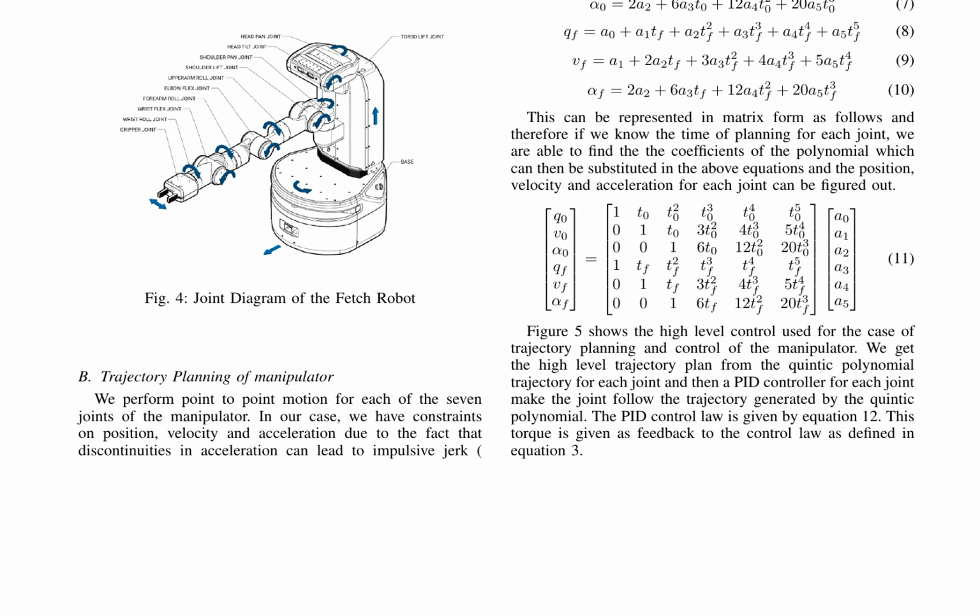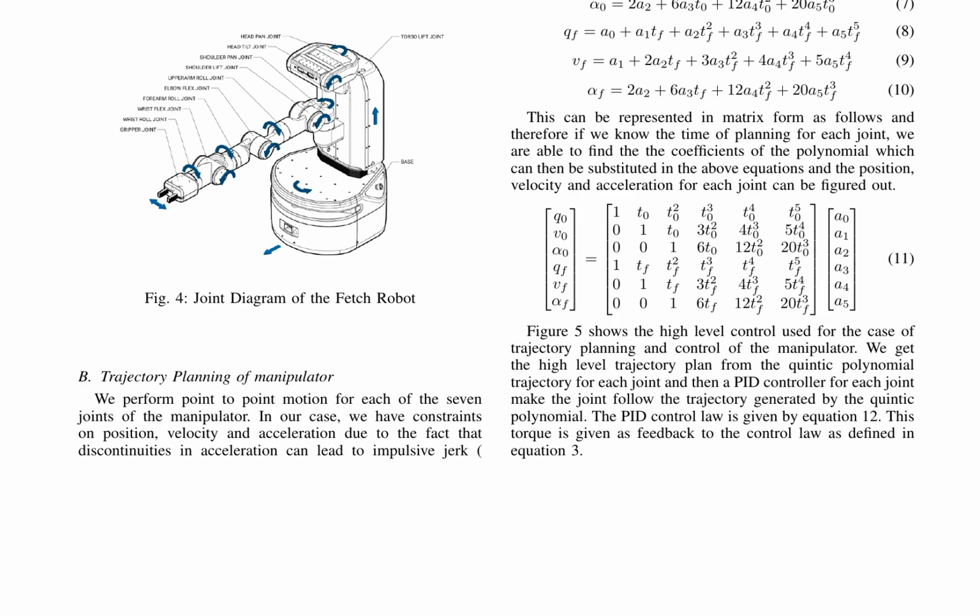The goal is to find a trajectory connecting an initial to a final configuration while satisfying endpoint constraints. Equations for initial and final position, velocities, and accelerations are given by equations 5 to 10. Representing these equations in matrix form allows computation of the polynomial coefficients if the time of planning for each joint is known. This determines the position, velocity, and acceleration for each joint.